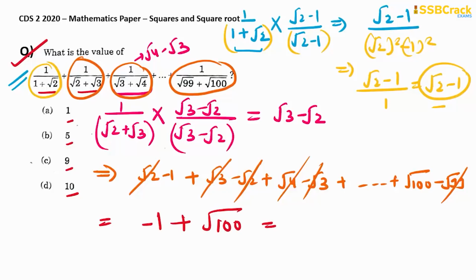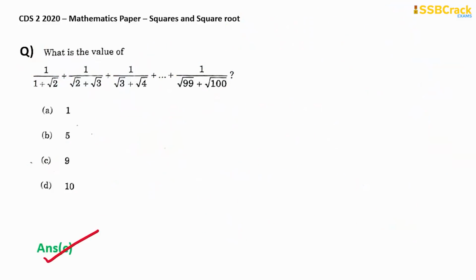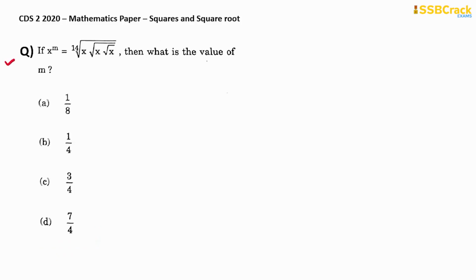Okay. And root 100 is equal to 10. We know that. So 10 minus 1 is equal to 9. Hence the answer for this question should be 9. That is given in option C. So option C should be the correct answer. Let's check. So yes, option C is correct only. Now coming upon to the next question.